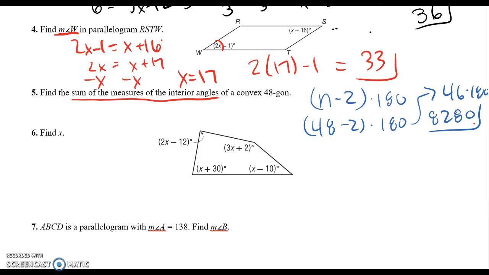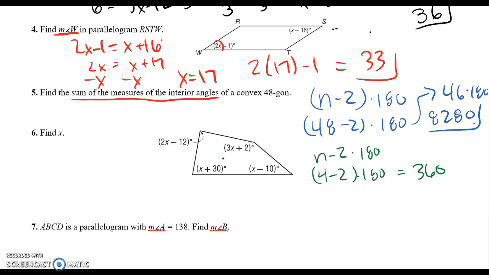Alright, the next one says find x. Notice all of our angles are the interior angles, so we need to find out what the sum would be. Using that same formula we just used for number 5, the sum of the interior angles is always equal to n minus 2 times 180. This time we have a quadrilateral, or a 4-sided polygon, so it's 4 minus 2 times 180, and that's equal to 360.